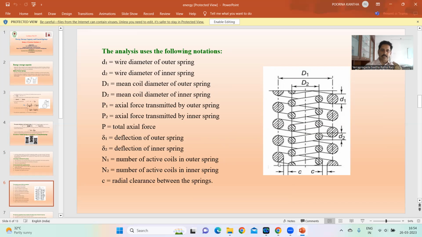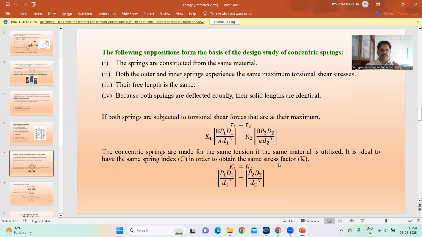We are also taking the radial clearance between the springs. So some kind of assumptions we are making, and on that basis, we are designing the concentric springs. The assumptions are that the springs are constructed from the same material, both the outer and inner springs experience the same maximum torsional shear stress, and their free length is the same. These are the assumptions that we are taking in deriving the design of concentric springs.